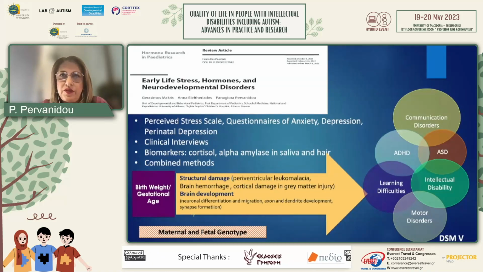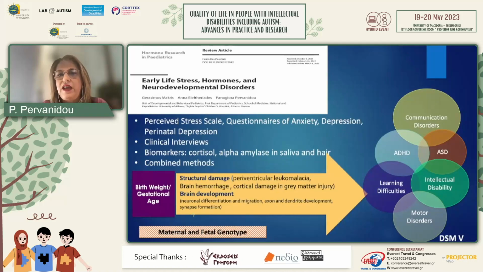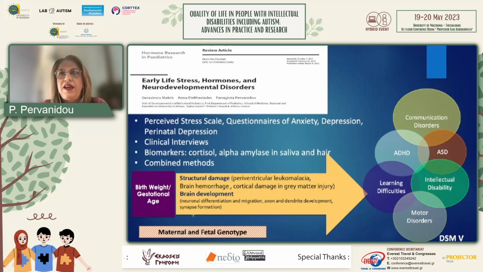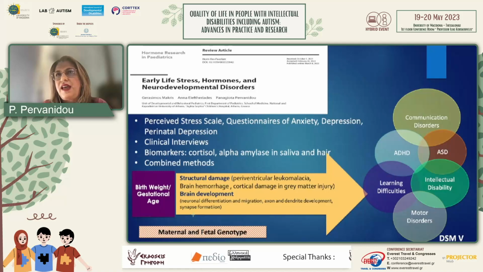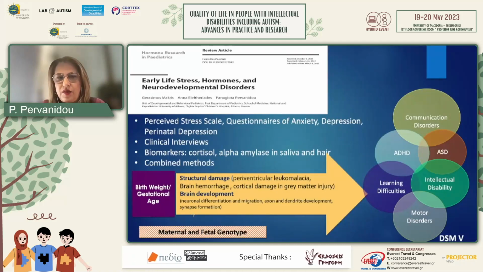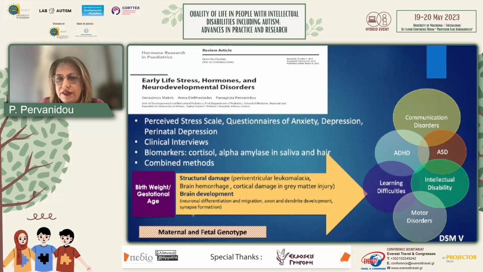Stress can be measured using questionnaires. These questionnaires can be stress-specific, such as the perceived stress scale, questionnaires of anxiety or depression, clinical interviews, and also biomarkers such as cortisol and alpha amylase in saliva and hair. And these biomarkers represent the end effectors of the stress system activation from the axis that I described previously. The most appropriate method of measuring stress is to combine behavioral and biological data.